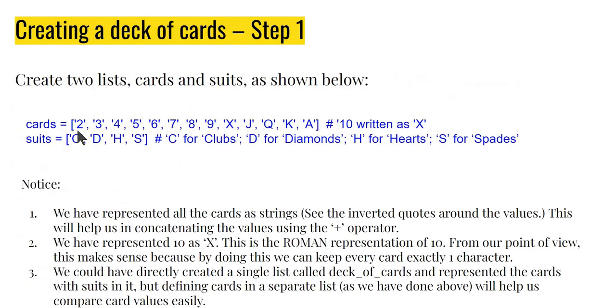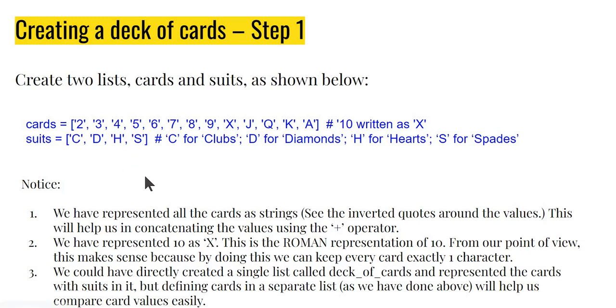So basically I'm going to create a list called cards, which is all the card values, starting from 2, 3 until ace. Notice I've arranged this list in increasing order of their value. So for example, 4 is clearly more than 2. Likewise, Jack is more than, let's say, 7, and so on and so forth. Also notice that we are using 10 as X, because X is the Roman representation. What that does for us is that every card gets represented by a single character. Similarly, we have a list called suits, which is in this case club, diamond, heart, and spade. So C, D, H, S. Notice these are all strings.